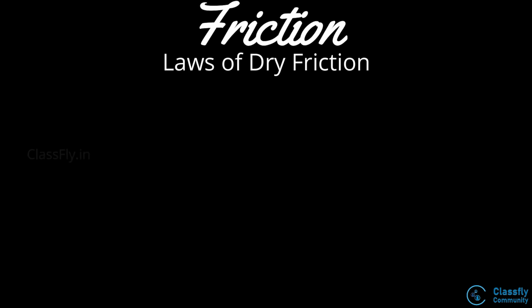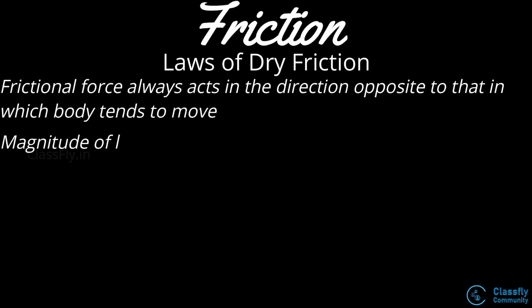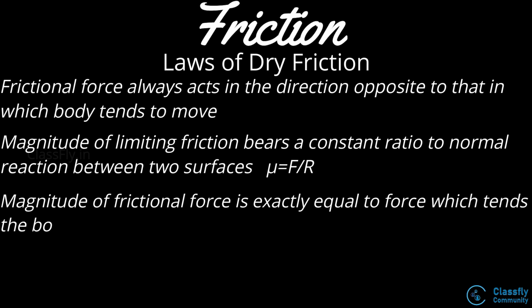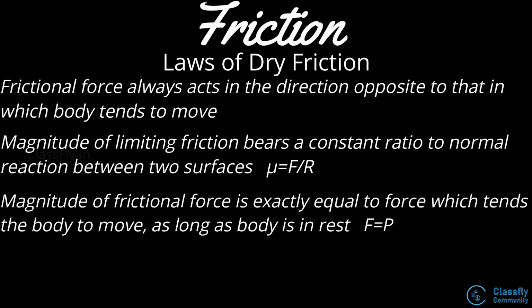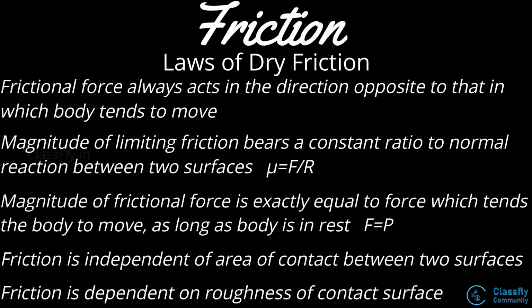Then we studied about the laws of dry friction, that is, the frictional force always acts in the direction opposite to which the body tends to move. The magnitude of limiting friction bears a constant ratio to the normal reaction between two surfaces, that is, the coefficient of friction mu is equal to F by R. The magnitude of the force of friction is exactly equal to the force with which it tends to move the body as long as the body is at rest, that is, P is equal to F. The force of friction is independent of the area of contact between the two surfaces, and the force of friction depends upon the roughness of the surface in contact.